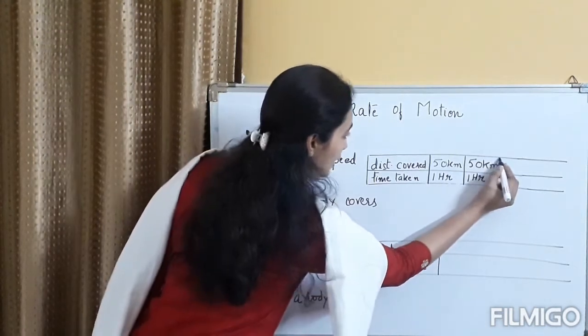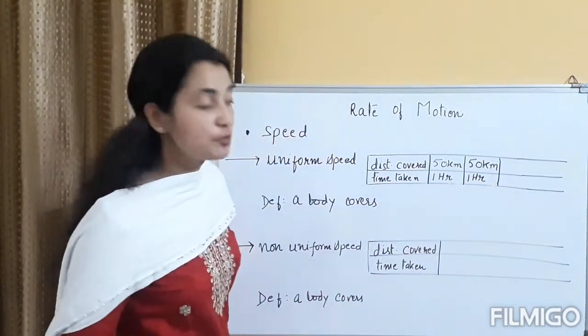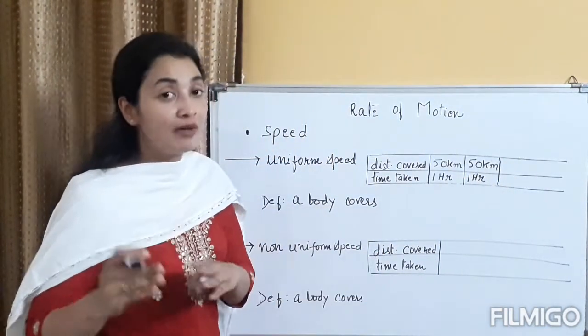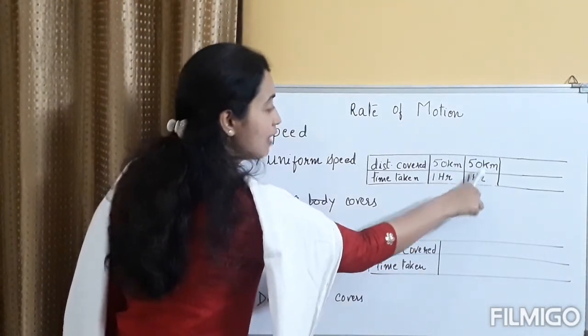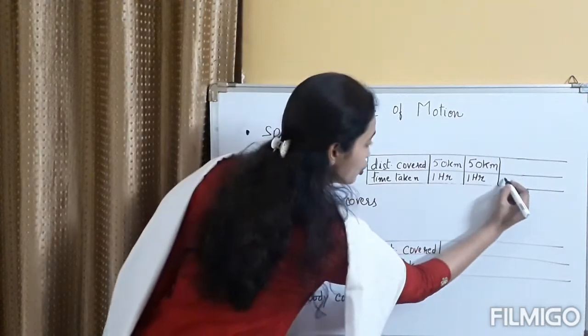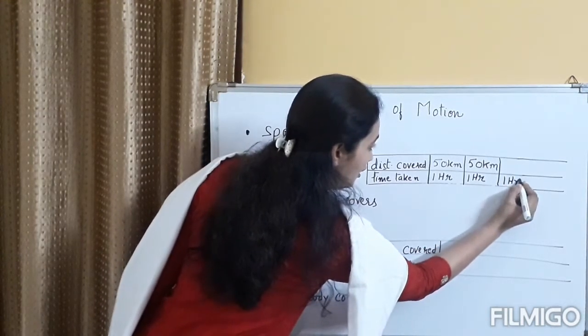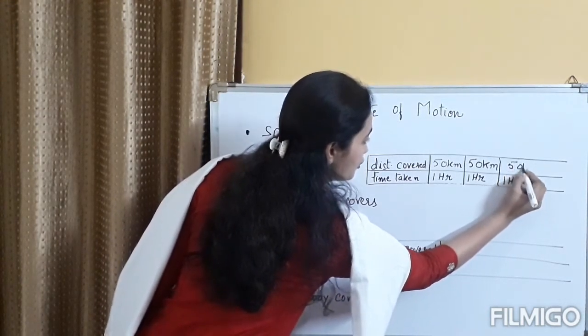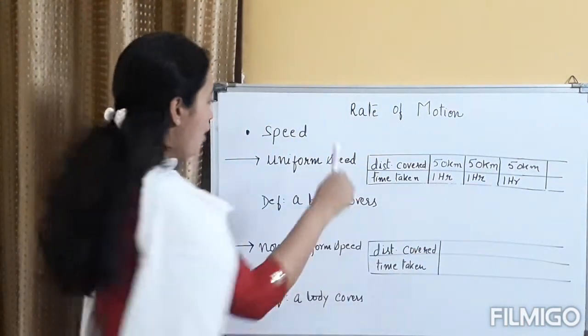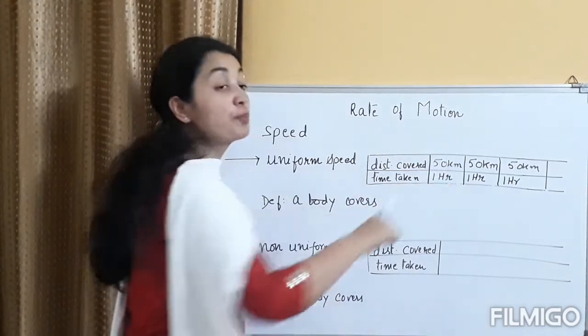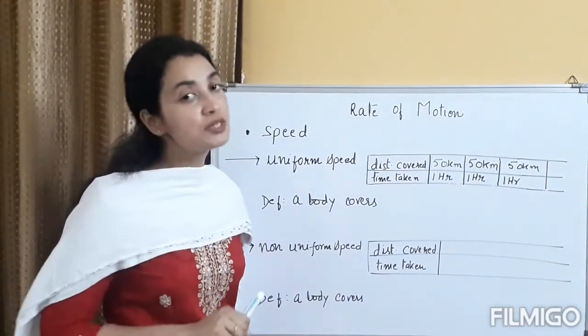We are just trying to understand uniform speed. 9 to 10, 1 hour, 50 kilometers. 10 to 11, 1 hour, 50 kilometers. Again 11 to 12, again 1 hour, the distance covered is 50 kilometers. We call this type of speed uniform speed.